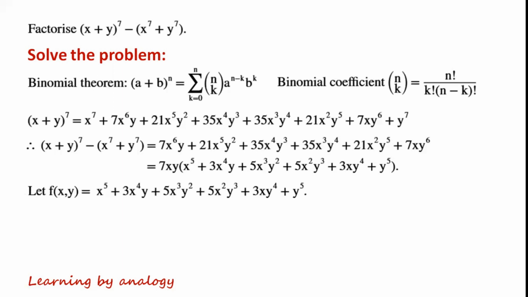Let f(x, y) equal x^5 + 3x^4y + 5x^3y^2 + 5x^2y^3 + 3xy^4 + y^5. Because f(x, −x) equals 0, f(x, y) must have a factor x + y.